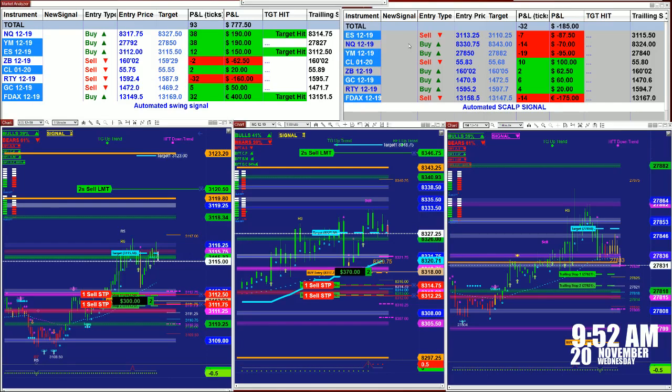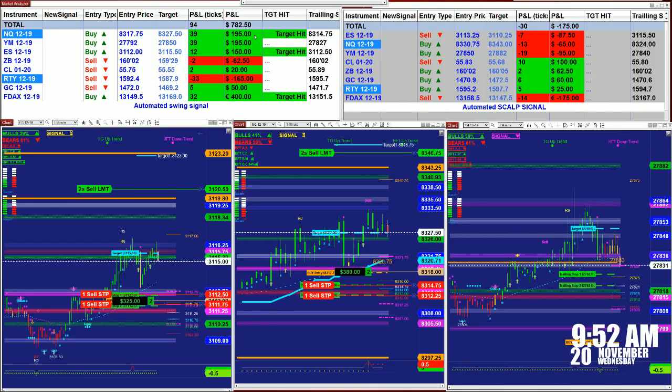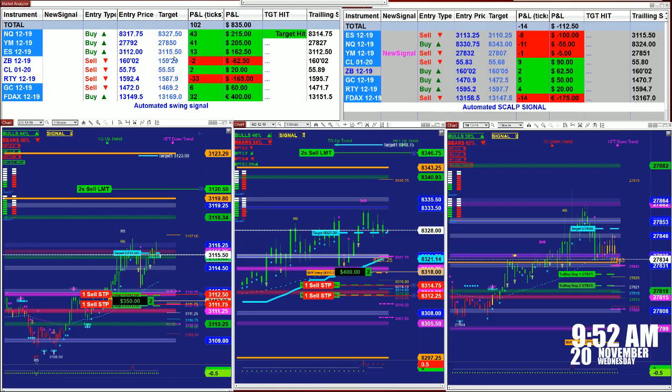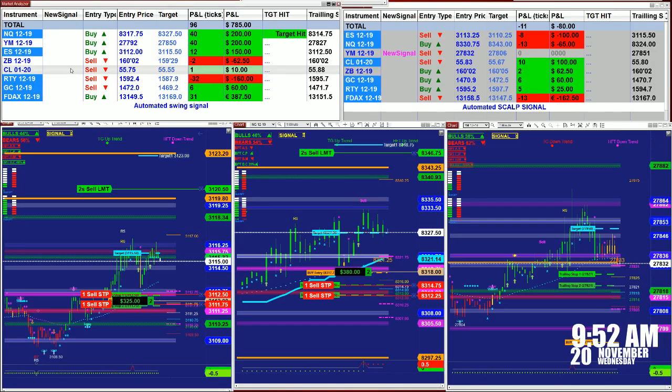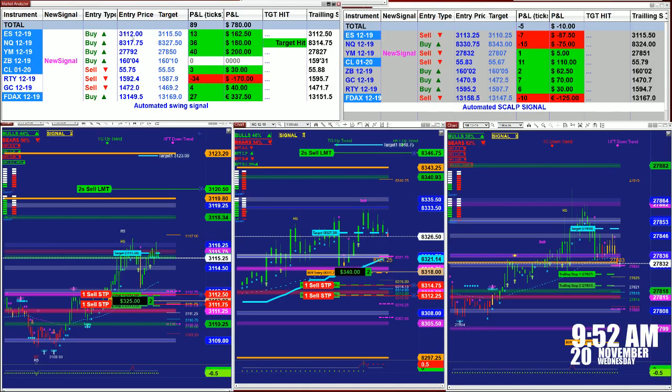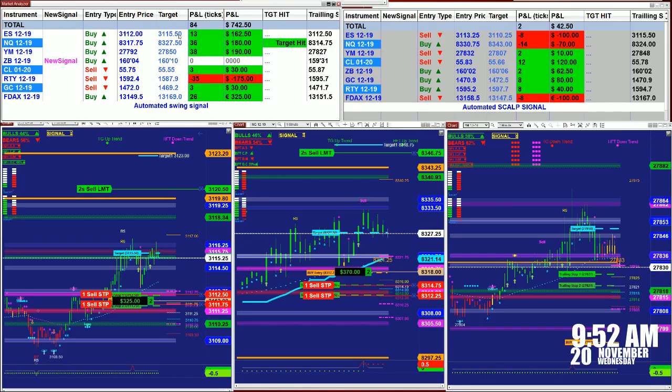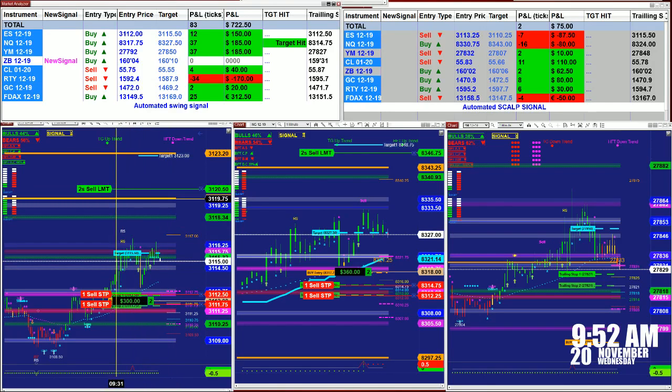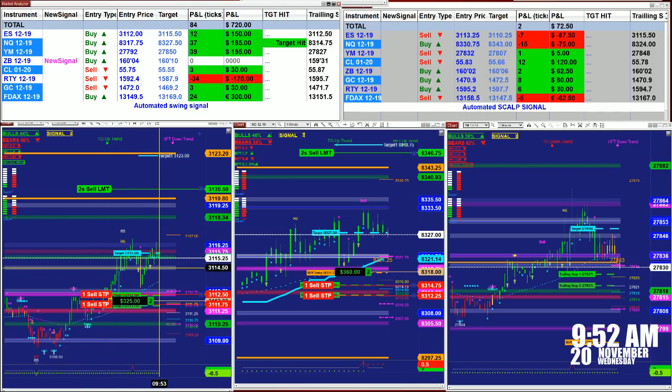If you would like to follow some of our trades, on the left corner is the market analyzer with an entry signal. As an example, here there is a buy entry on an ES, and it is 3112, target 3115.50, and you can see this is an automated trade.